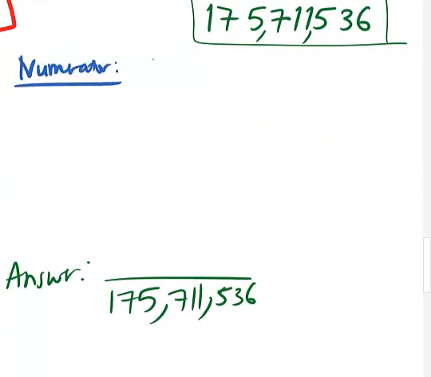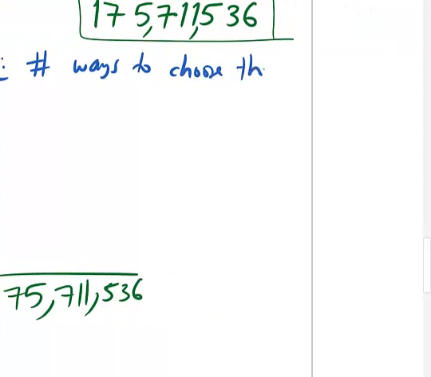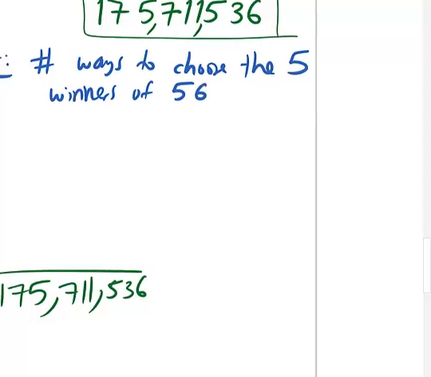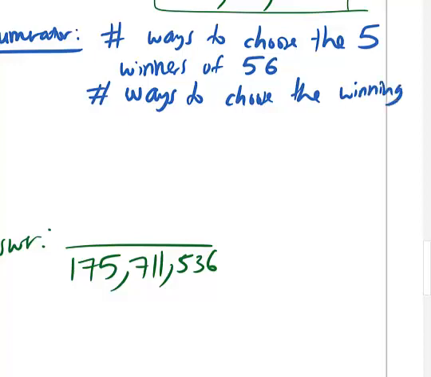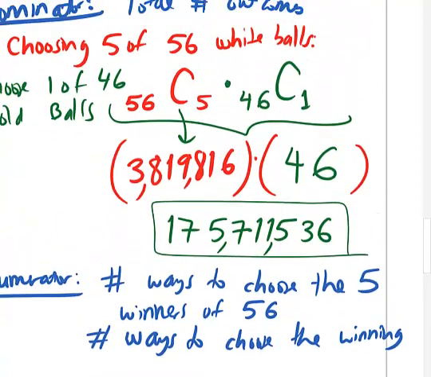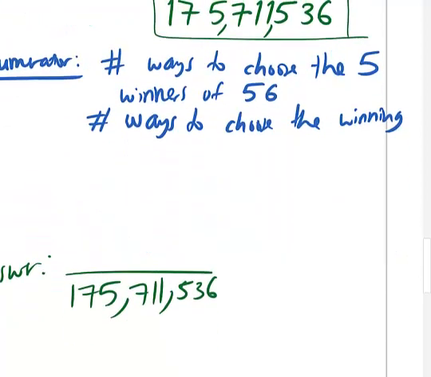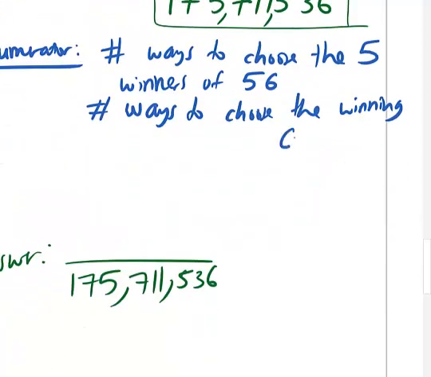All right, so I want to calculate the number of ways to choose the 5 winners of the 56, and then I have to choose ways to choose the winning, what would they call it? Mega ball? I always forget why. Yeah, mega ball, whatever. Gold ball. Oh my god, who gives a crap?